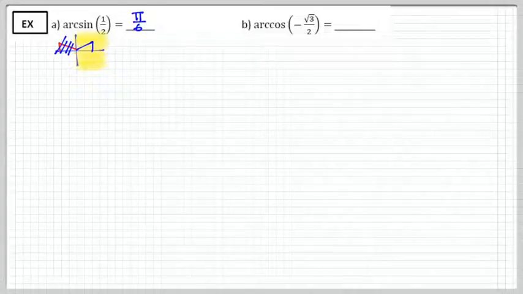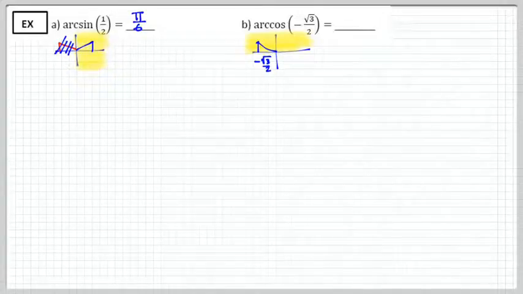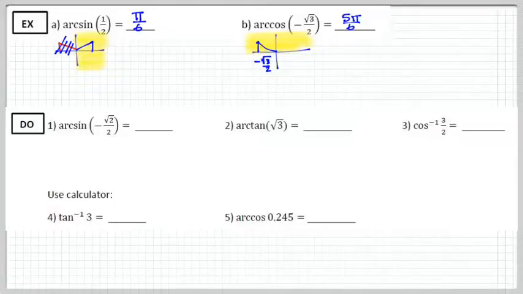Next one, we have the arc cosine of negative root 3 over 2. And again, if we were just thinking what angles give us a cosine of this negative number, we have two solutions here, but we only consider angles between 0 and pi. So our answer is 5 pi over 6. Here's a bunch of problems here. You can give these a try. I'll show you the answers in 3, 2, 1.